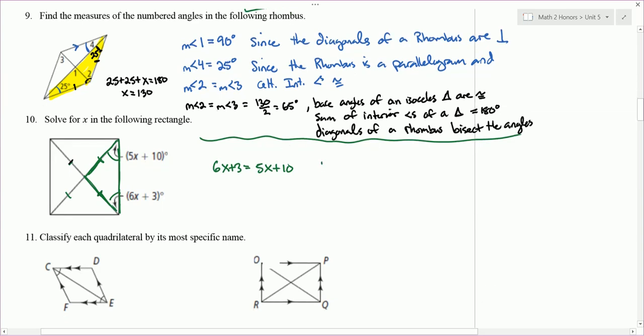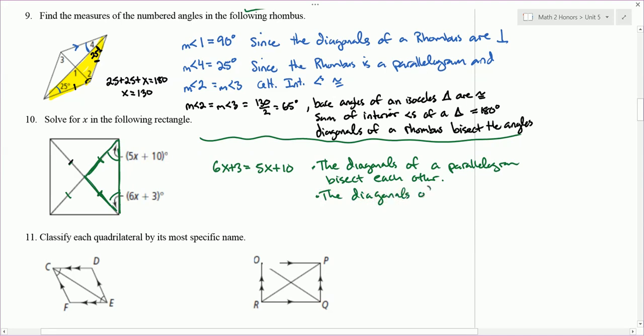since we use two things, the diagonals of a parallelogram bisect each other, and the diagonals of a rectangle are congruent. And then the isosceles triangle theorem. So then we can go ahead and solve this. Subtract 5x, subtract 3, and we get x is 7.